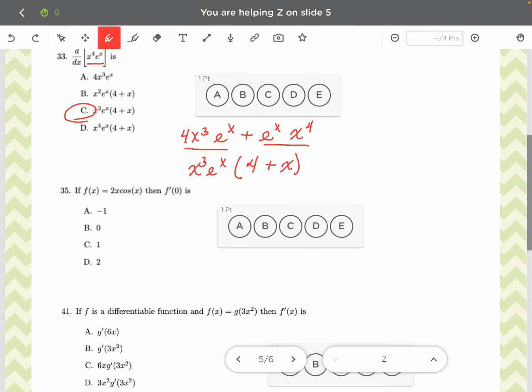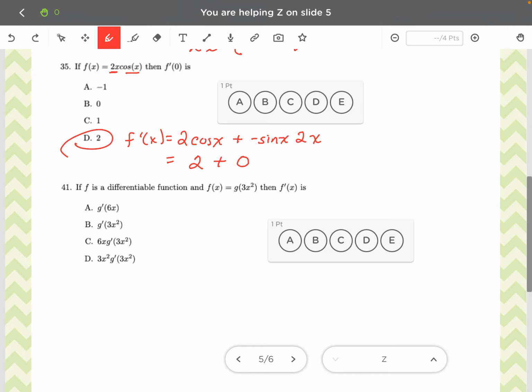Okay, next one, same thing. We're going to be using the product rule again. You've got 2x times the cosine of x. So I'm going to take the derivative using the product rule. Derivative of the first times the second plus the derivative of the second, which is negative sine of x, times the first. And if I plug in 0, cosine of 0 is 1, sine of 0 is 0, so this all becomes 0. So this is going to be D.